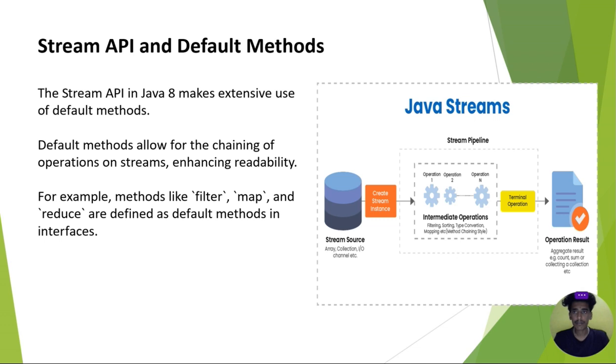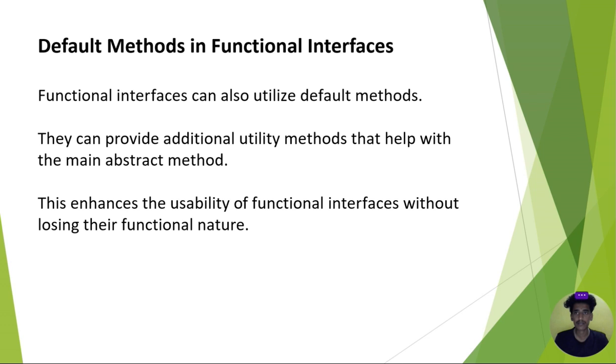Stream API and default methods. The Stream API in Java 8 makes extensive use of default methods. Default methods allow for the chaining of operations on streams, enhancing readability. For example, methods like filter, map, and reduce are defined as default methods in interfaces. Default methods in functional interfaces. Functional interfaces can also utilize default methods. They can provide additional utility methods that help with the main abstract method. This enhances the usability of functional interfaces without losing their functional nature.